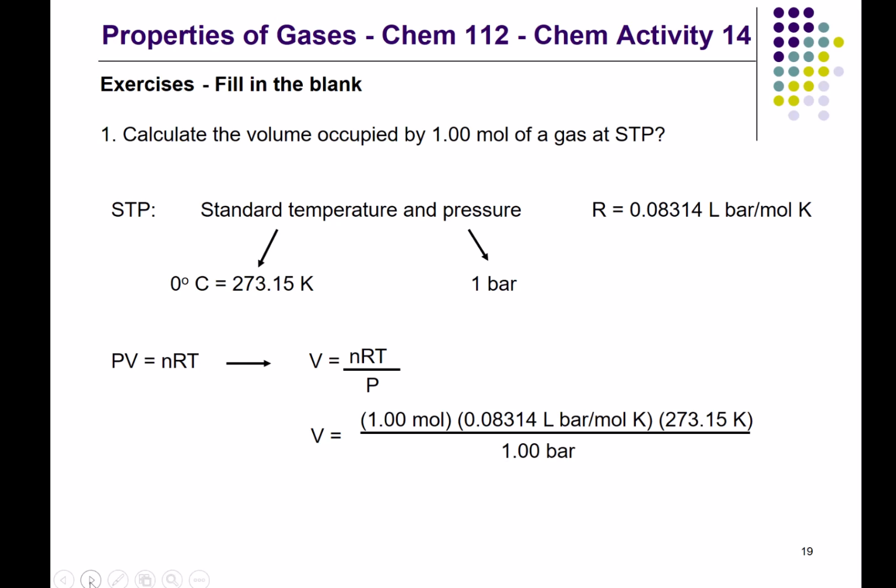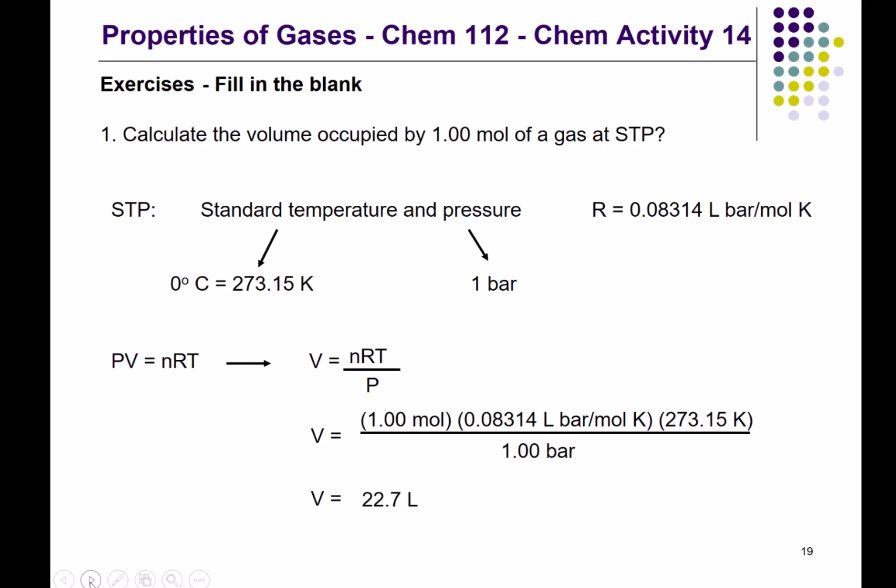I really encourage you to write out your units. This will make sure that all the units cancel, and you'll know what the final units for your parameter of interest are. So in this case, it'll be units in liters. So the moles will cancel, the Kelvin will cancel, and the bar will cancel. And we end up with this number, 22.7 liters.